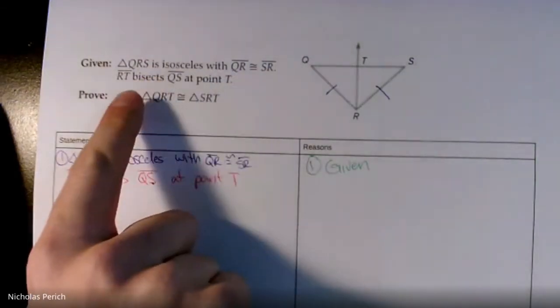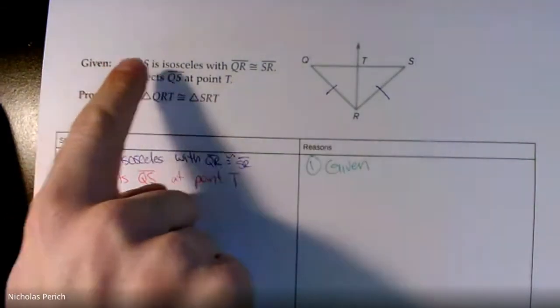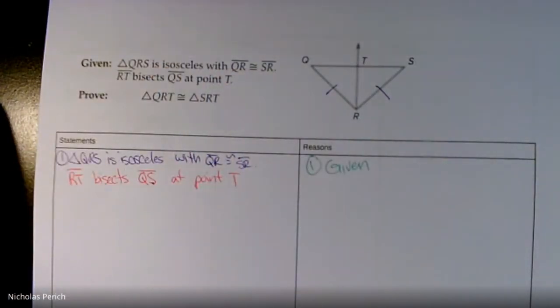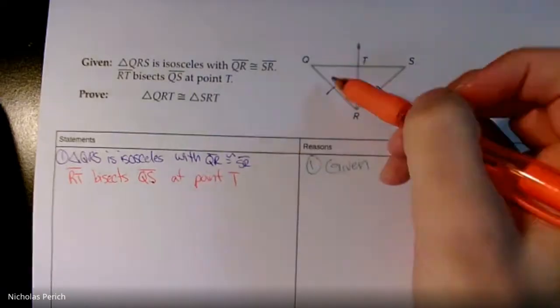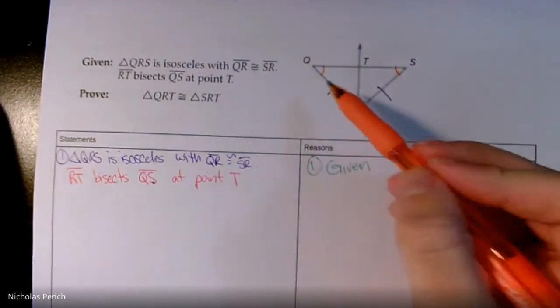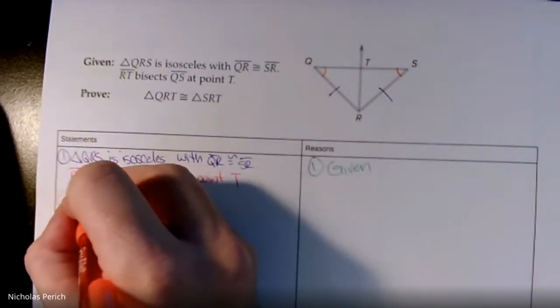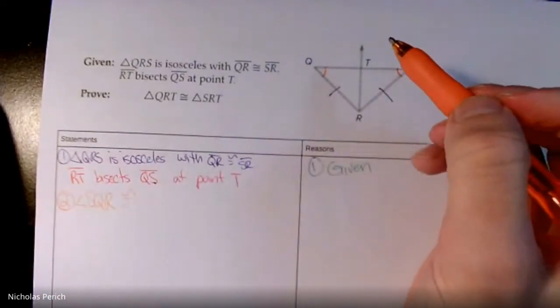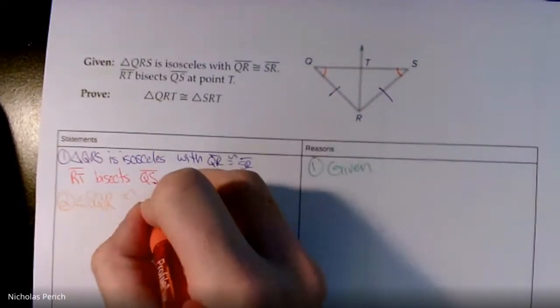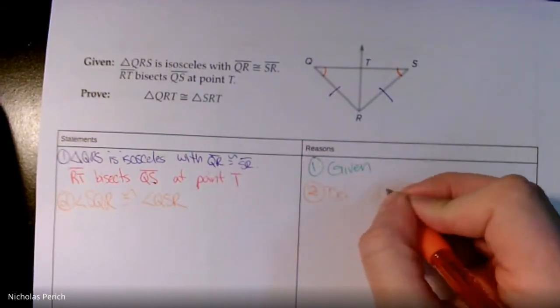Let's do the order that it gave us. If QRS is an isosceles triangle, not only are two sides congruent, two angles are congruent as well. So if these two sides are congruent, then these two angles, the angles opposite of the sides, are going to be congruent too. So we could say angle SQR is congruent to angle QSR. And that's the definition of an isosceles triangle.